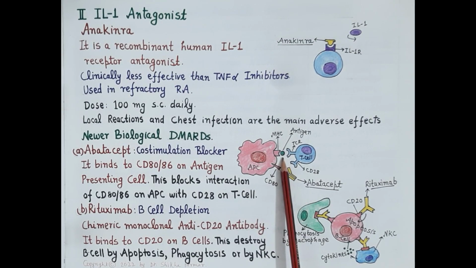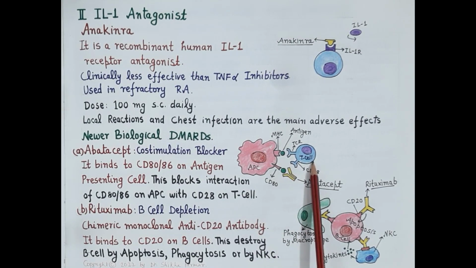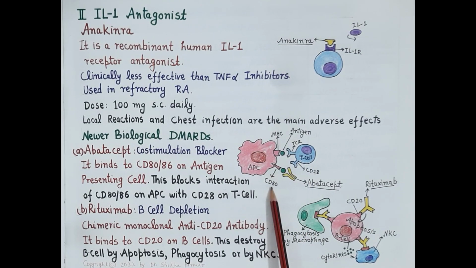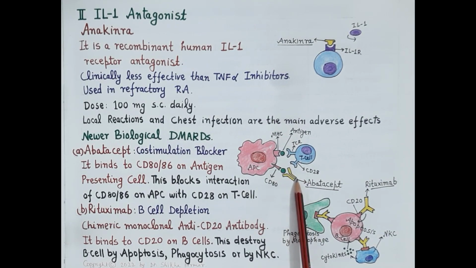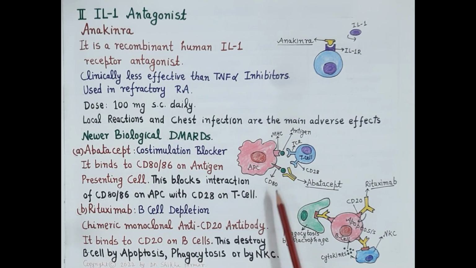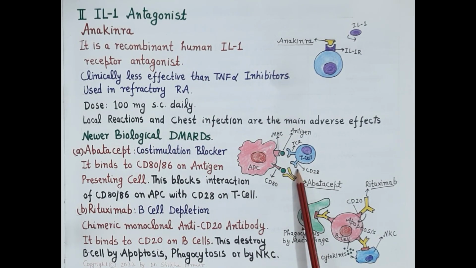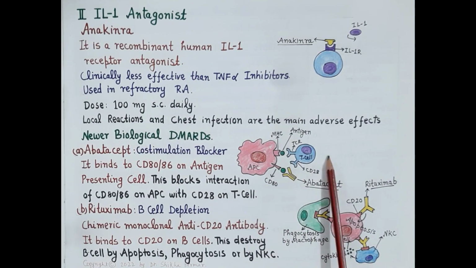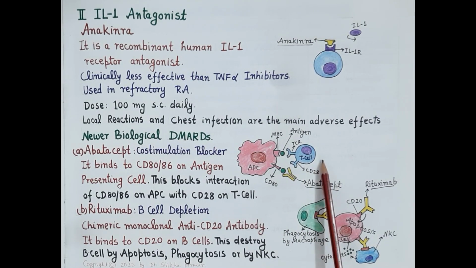Now, besides this, co-stimulation of the T cell is mediated by the interaction of CD80 on the antigen presenting cell with CD28 on the T cell. Now, abatacept binds to CD80, and binding of abatacept to CD80 blocks the interaction of CD80 with CD28. Now, this inhibits activation of the T cell. So, activation of the T cell is blocked by abatacept.